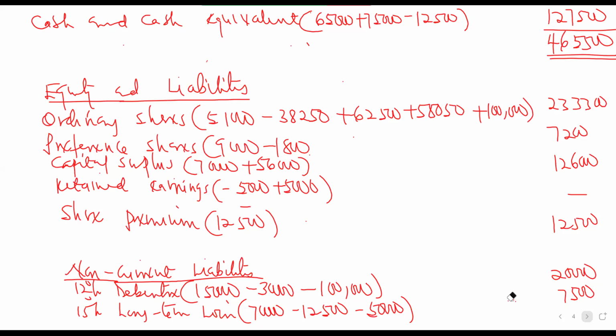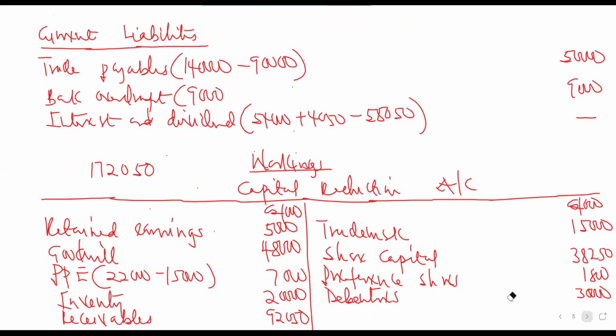7,200 plus 126,000 plus 12,500 plus 27,500 plus 50,000 plus 9,000. 465,500.